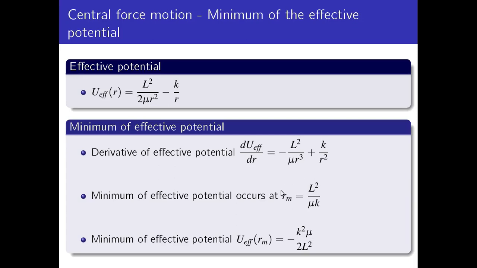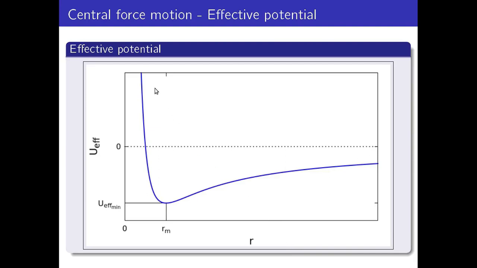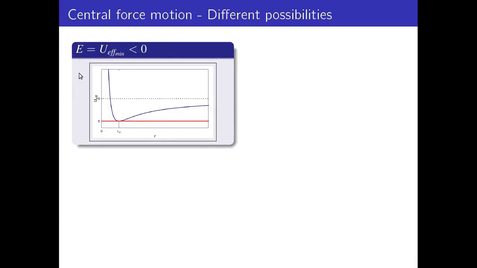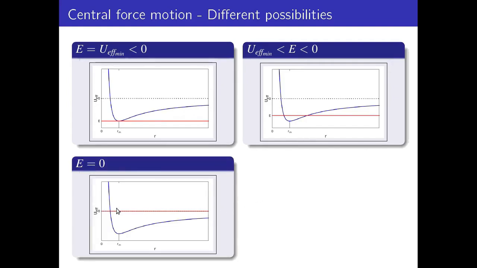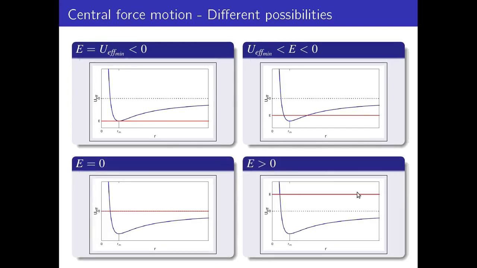As you can see, r m and the minimum of the effective potential depend on L square and parameters of the motion, and do not depend on variables r and r dot. Different orbits can be inferred from the graph of the effective potential and energy. Energy can have different values. It can be equal to the minimum of the effective potential. It can be between 0 and the minimum of the effective potential. It can be equal to 0, and it can be greater than 0. Each of these cases corresponds to different conic sections. Now we will study these possibilities.